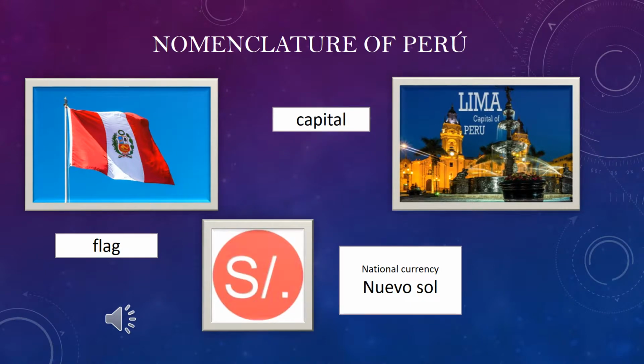Okay, in this slide we find information about some nomenclature of Peru. We have the flag, we have the capital. The capital of Peru is Lima, and its national currency is the New Sol, or Nuevo Sol.